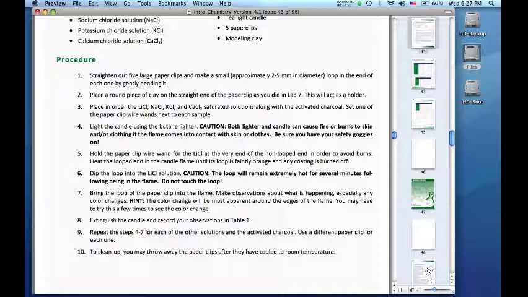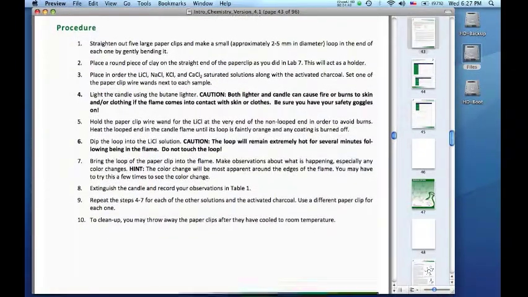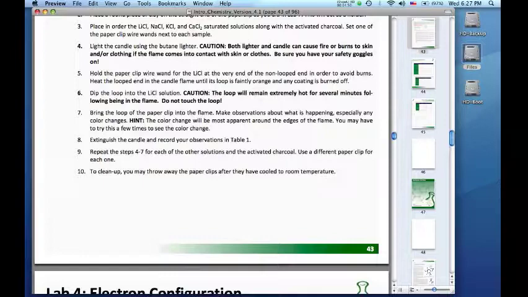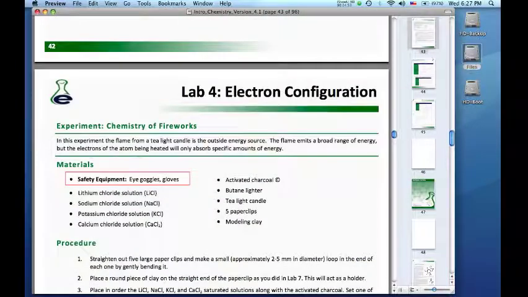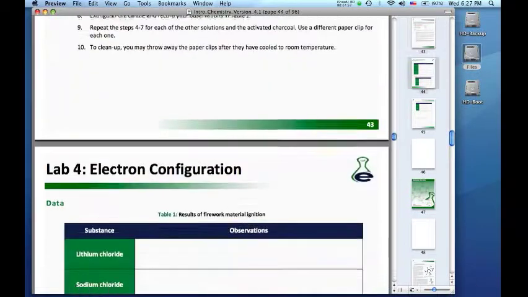And then take the candle, light it, and then put the loop in, and this is what I want you to take a picture of, these loops. Take a picture of the lithium chloride in the flame, and you'll hopefully see something with that. So then do this again for these other salt solutions, and then record it.